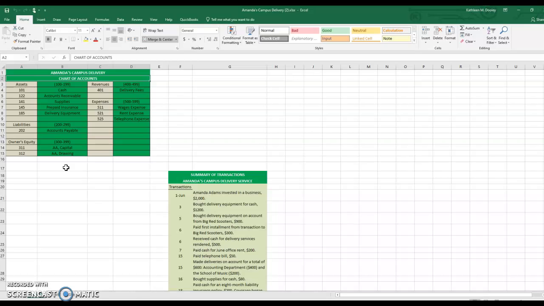So here we have the chart of accounts up in the left-hand corner, and of course we have our assets, our liabilities, our owner's equity, revenues, and expenses, all listed correctly on the chart of accounts. And then down and to the right, we have the actual transactions. It tells us the date and what happened and the amount. And so we're going to go through and put these on the Excel analyzing transaction sheets.